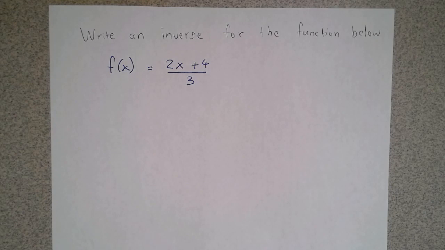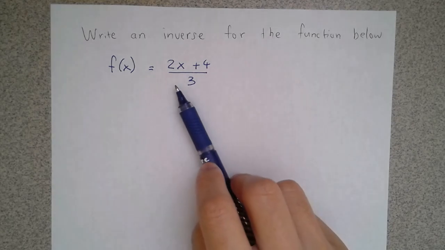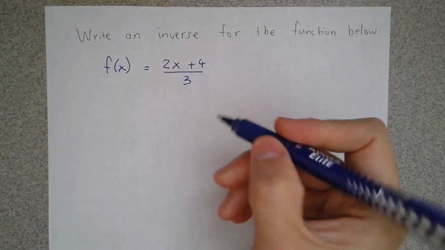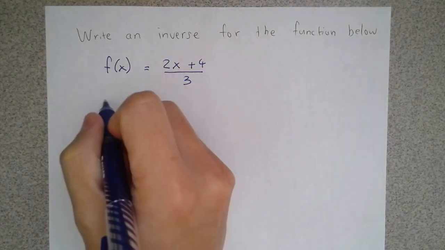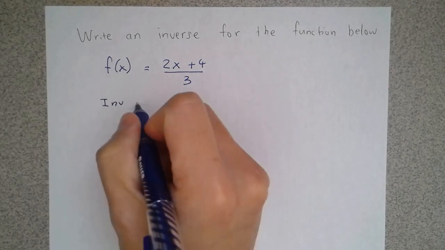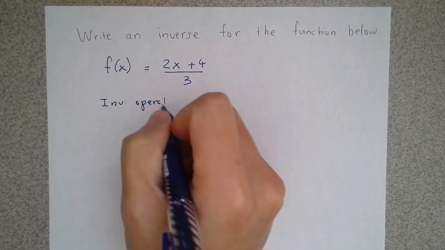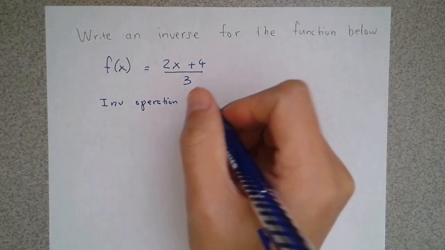Okay, so in this tutorial, we're going to learn how to write an inverse for this function. So I have this function, (2x + 4)/3. We're going to use what we've learned before by creating the inverse operations diagram. Okay, so this is from first semester.